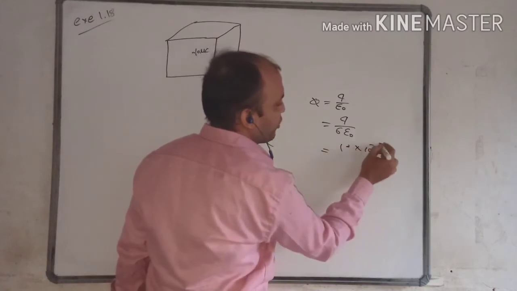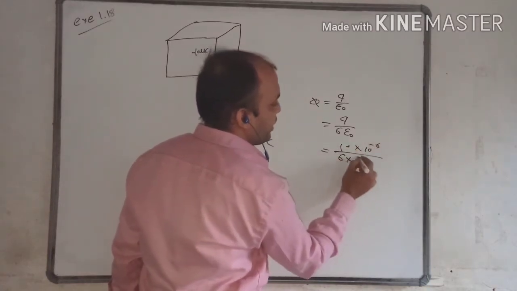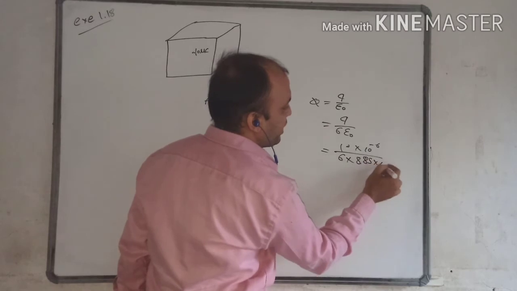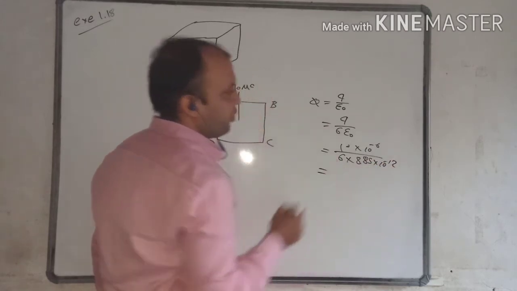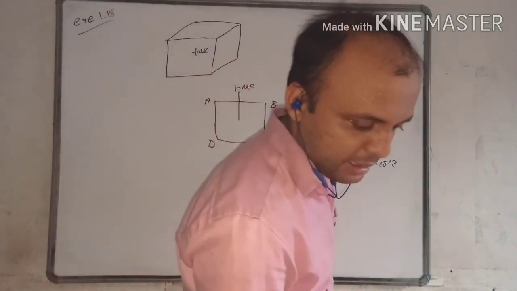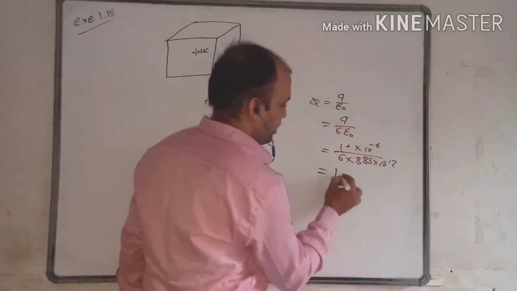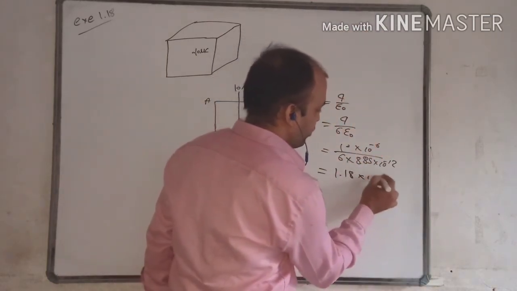So now the charge is 10 microcoulomb. So 10 into 10 raised to minus 6 upon 6 into 8.85 into 10 raised to minus 12. So this will give you the flux, and that is 1.18 into 10 raised to 5.